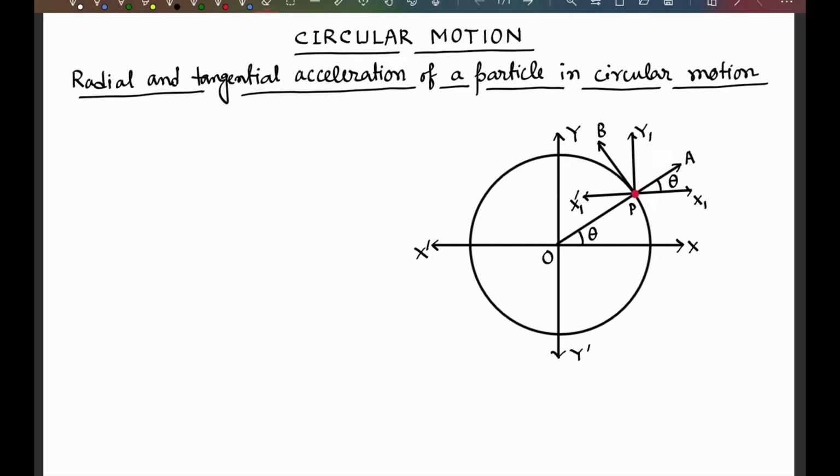Hi students, in this video I give you the detailed explanation of radial and tangential component of acceleration of a particle in circular motion.